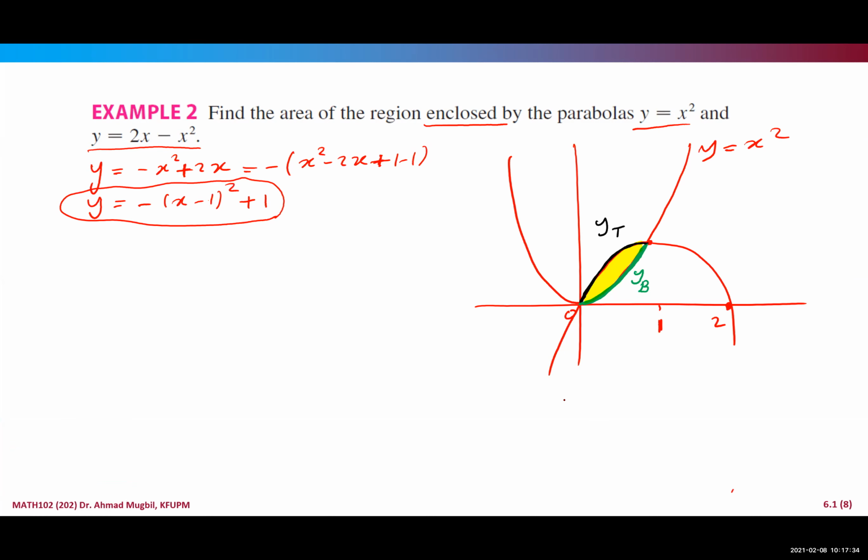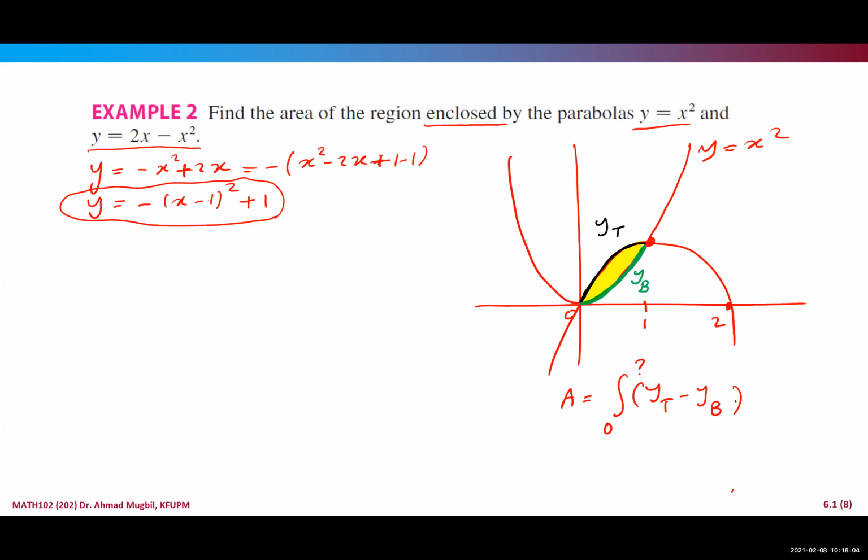The area will be the integral from where to where? From 0 to 1. Are you sure that this point is 1? How can you be sure about it? No. So for 0, it is clear. For this one, I'm not sure. So it will be y top minus y bottom.